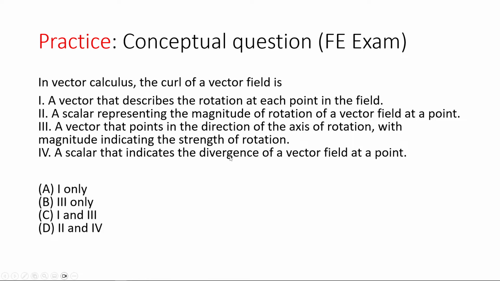Scalars that indicate the divergence vector of the field at the point. This is false because it's not a scalar, it's a vector. So again, even if you don't know this definition, you can just eliminate, like you can say this is wrong, this is wrong. So probably these two are true. And then you look here, probably these two.